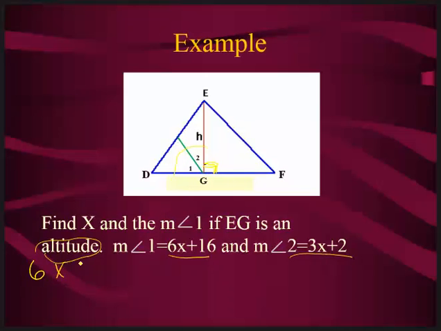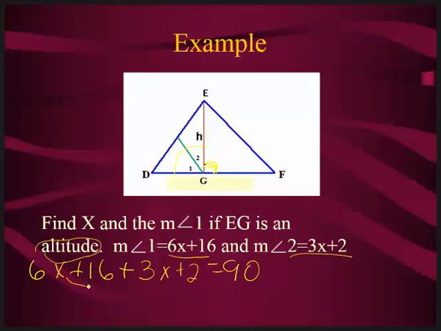I'm going to add them together and set them equal to 90 degrees. So there's my angle 1. I'm going to add that to angle 2. And together they make 90 degrees. So it's all about understanding the relationships.